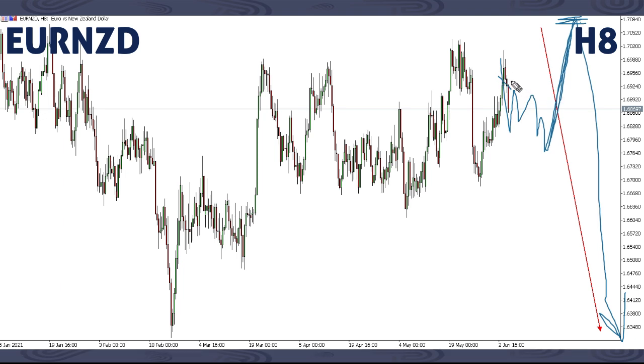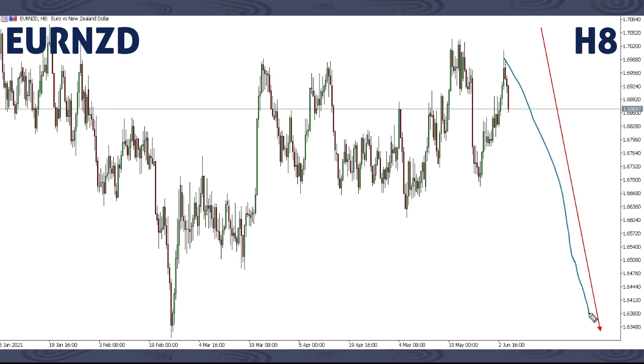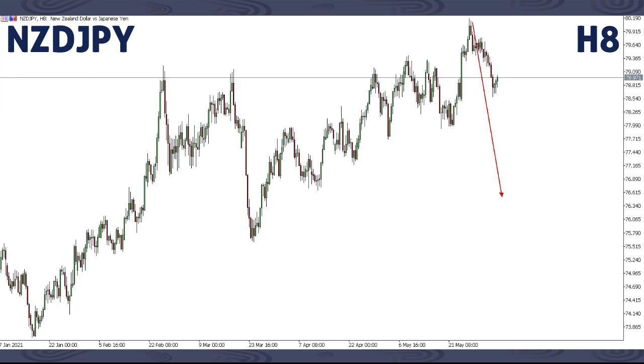Then alternatively, this is the route with the least chances of taking place. We can have this down move like this down wave like this, and if it happens and then we are able to spot this, we can be looking forward to enter this during the week. That's on EURNZD. This is NZDJPY.